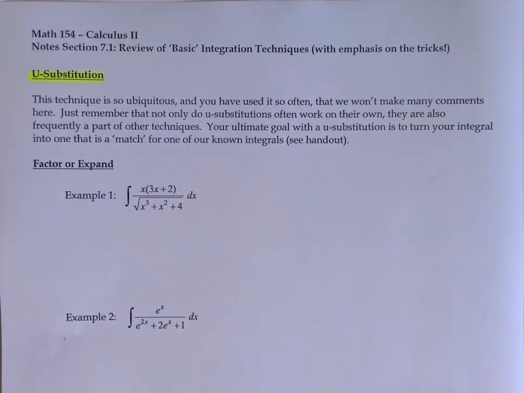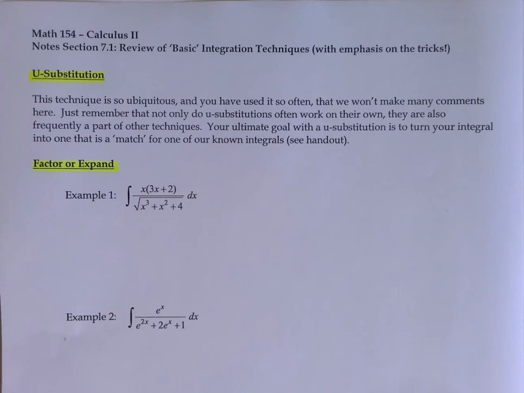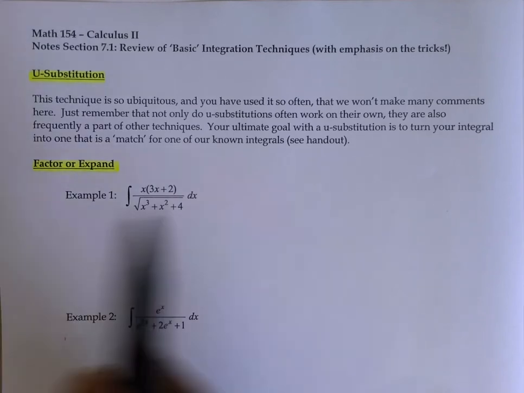First of all, use substitutions. This technique happens so often, I'm not going to say much about it because we'll be using it as a subset of many of our other techniques, and it's one you've used a lot. All right. Tip number 2. Look for things that you can factor or expand. Sometimes that helps. In our 2 examples, we're going to see how this works.